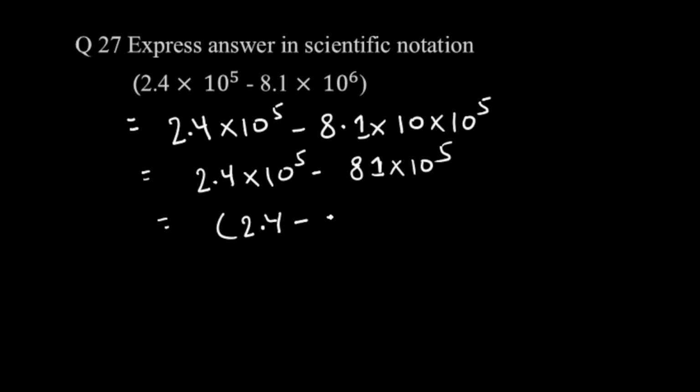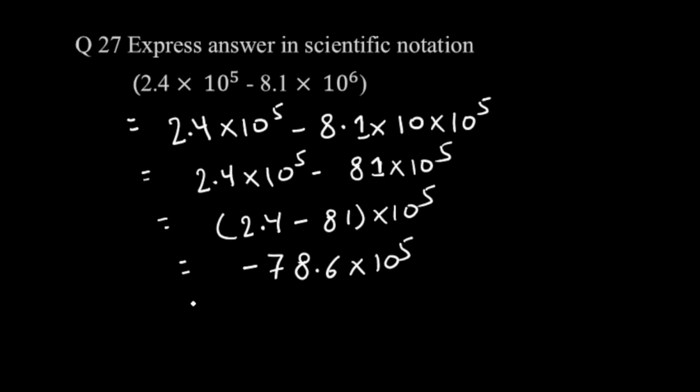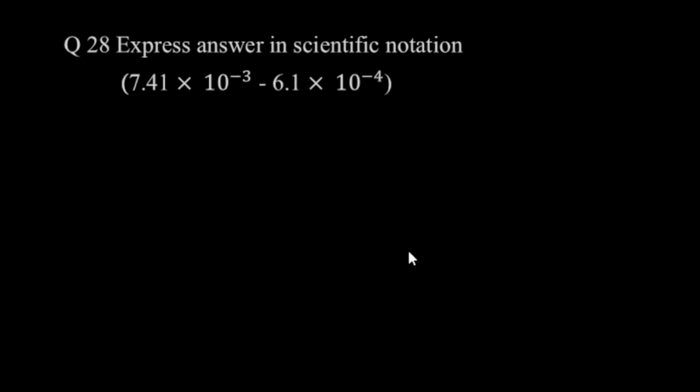2.4 minus 81 multiply 10 to the power 5. Now we have to subtract from small numeric value to higher numeric value. 2.4 minus 81, minus 78.6 multiply 10 to the power 5. But this is not correct scientific notation form. We have to move 1 unit left. If we move 1 unit left, power is increased by 1. Minus 7.86 multiply 10 to the power 6. This is the answer. Now move to the next question.